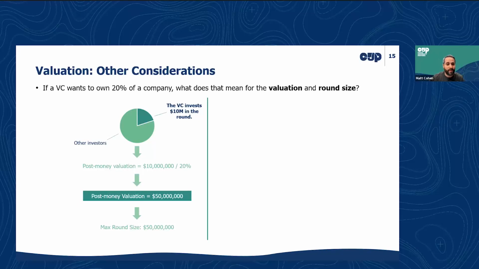So, if you come across a VC whose heuristic is we like to own 20%, our typical check size is 10 million, well, you can't go raise a $75 million round and expect them to invest. They're just not going to. It doesn't fit their kind of worldview of what they like.